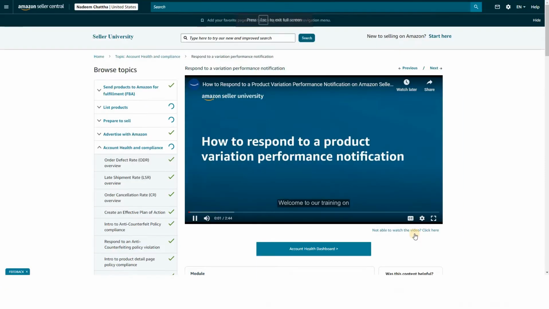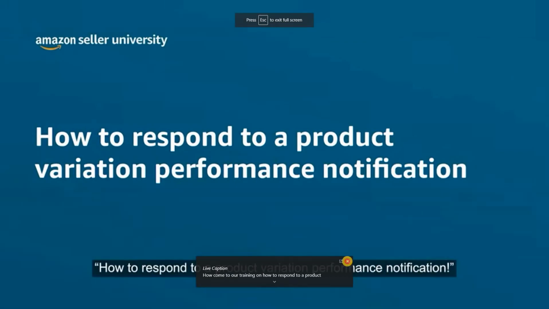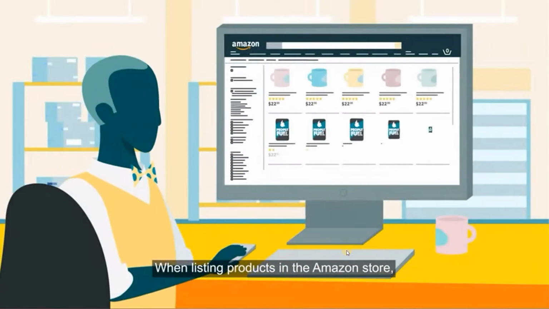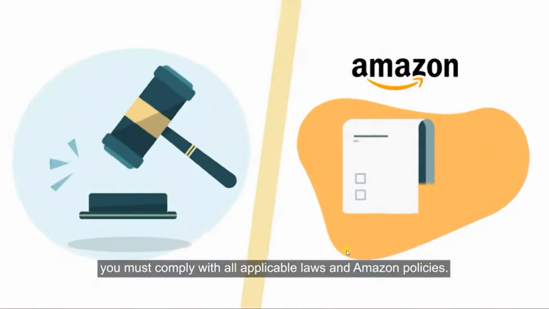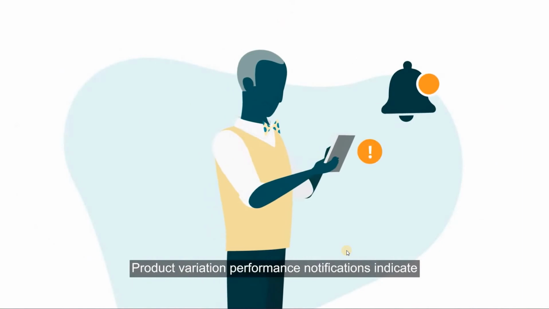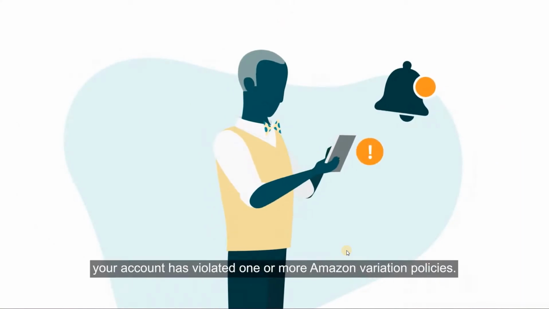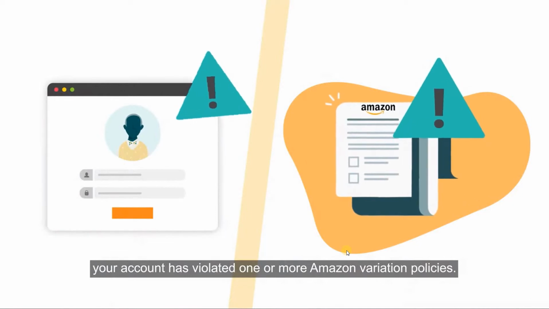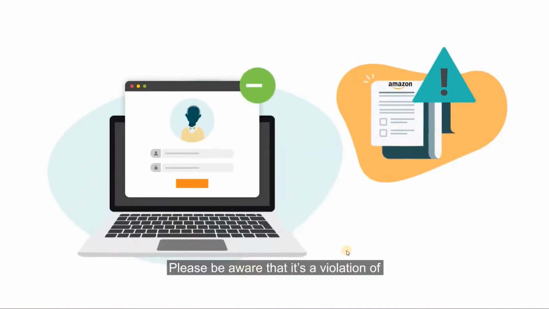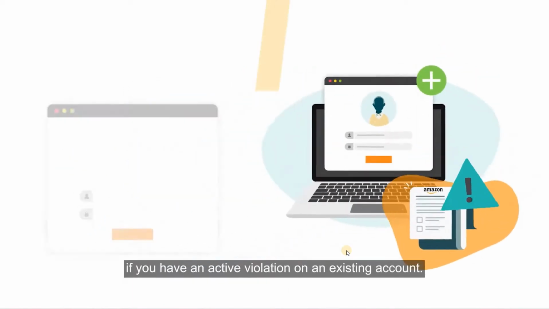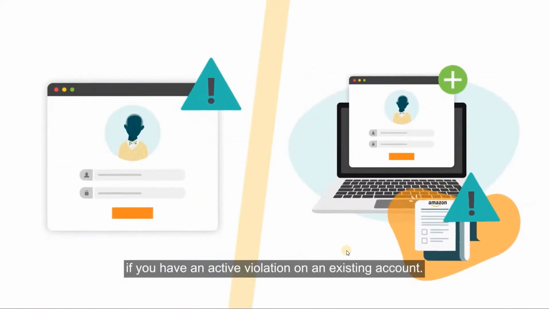Welcome to our training on how to respond to a product variation performance notification. When listing products in the Amazon store, you must comply with all applicable laws and Amazon policies. Product variation performance notifications indicate your account has violated one or more Amazon variation policies. Please be aware that it's a violation of Amazon policy to open a new account if you have an active violation on an existing account.